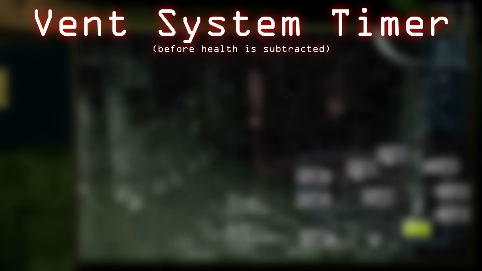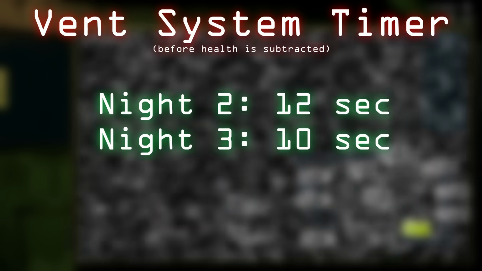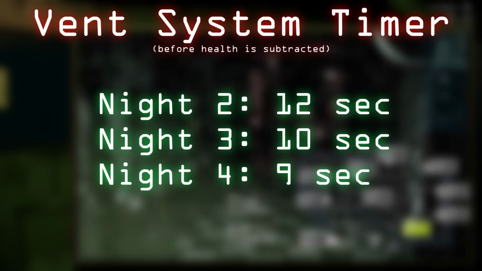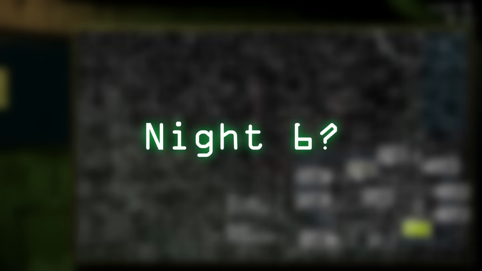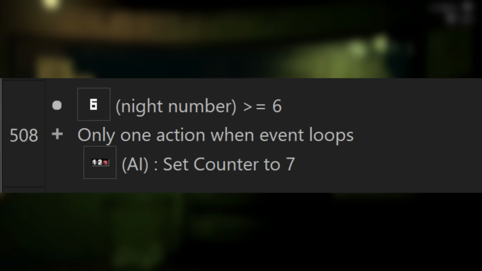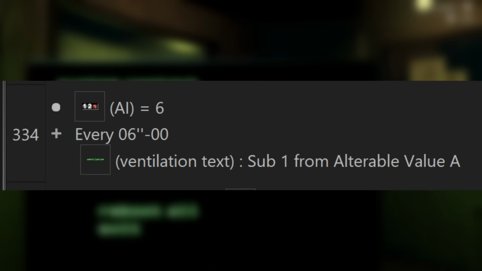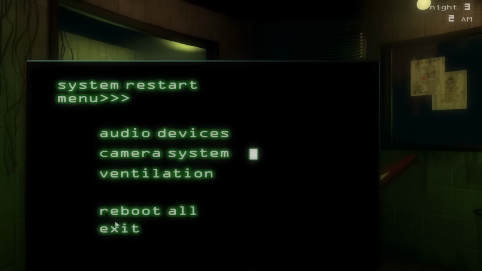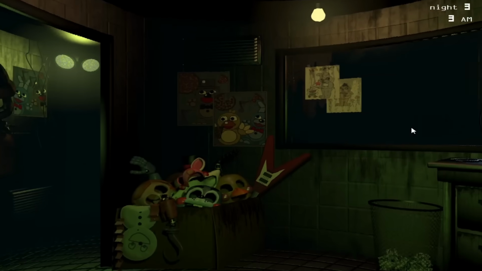The vent system functions very similarly. Its timer is set to 12 seconds on night 2, 10 seconds on night 3, 9 seconds on night 4, and 8 seconds on night 5. Oh, and if you're wondering why I haven't mentioned night 6, the AI level on night 6 is set to 7. However, Scott accidentally set the vent system timer to 6 seconds only when the AI level is 6, which never happens in the game. This basically means that there are no random ventilation errors on night 6.